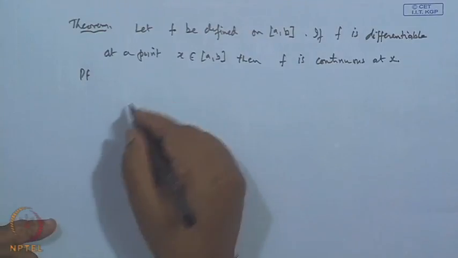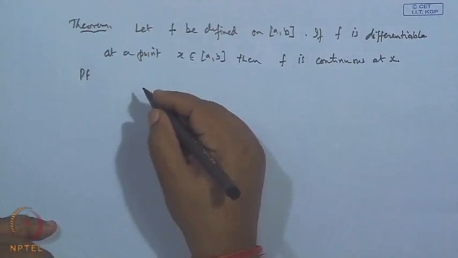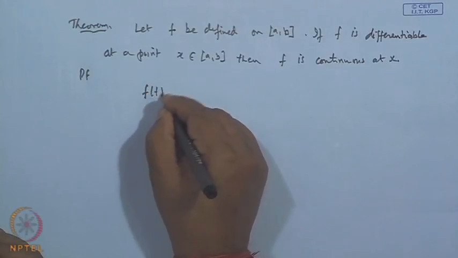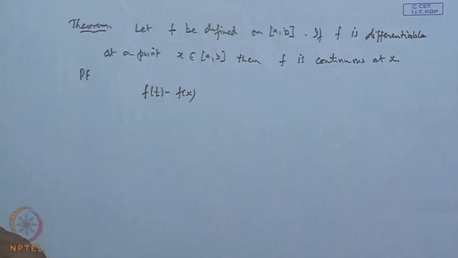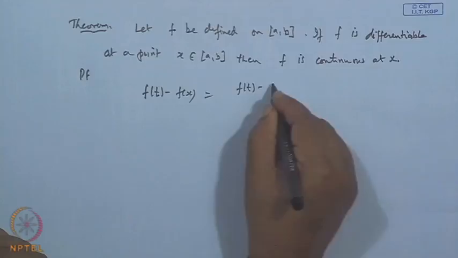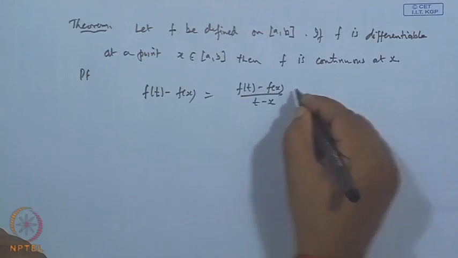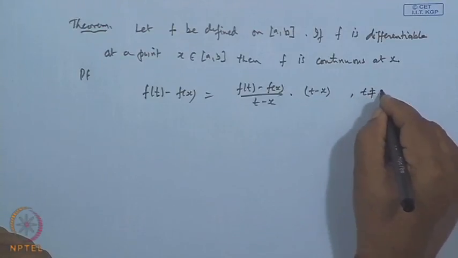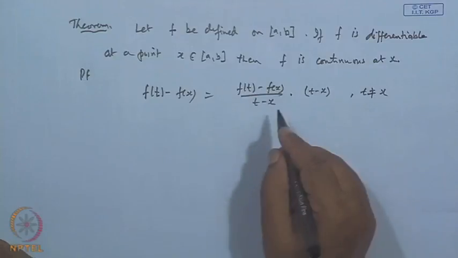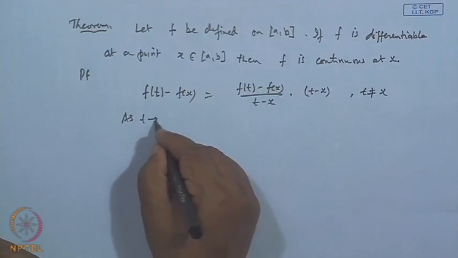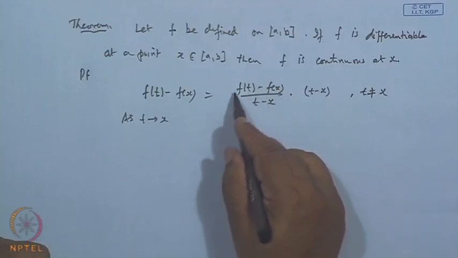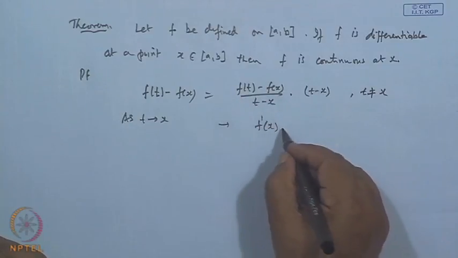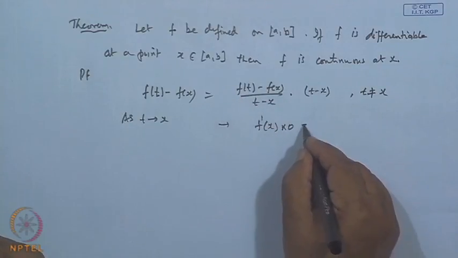We want the continuity. So, let us take the point t which goes to x. Take f of t minus f of x. This can be written as (f of t minus f of x) over (t minus x), times (t minus x), where t is different from x. So, obviously, this is well defined. Now, as t tends to x, the first part gives the derivative f prime of x by definition, and the second part gives 0. So, the total will be 0.